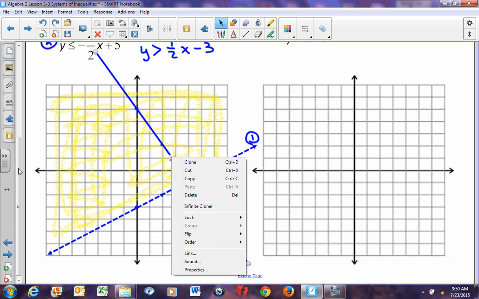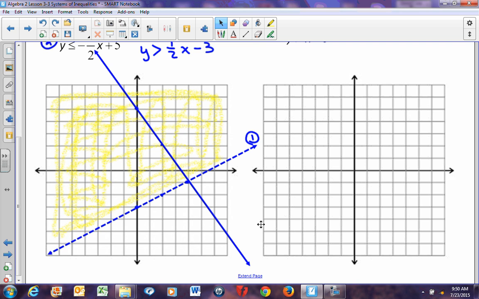And then that would be equation number 2. It was less than or equal to, so we would shade below it, the left side of it. All right, so that would be shaded. Okay, so that would be this way.